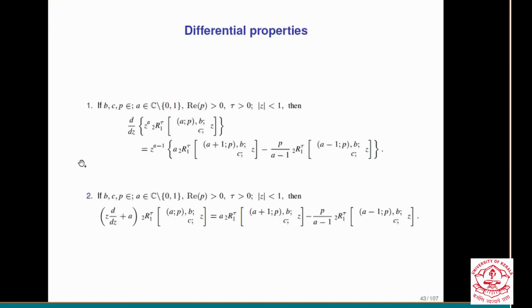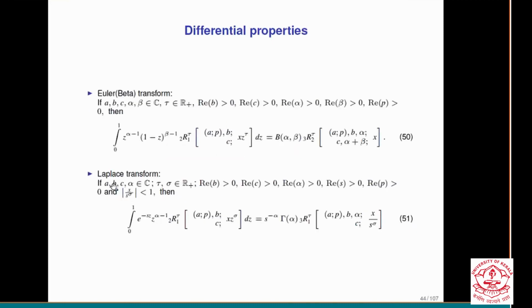Next, we also obtain some differential properties of this one, that is, number 1 and number 2, which are given like this. In this section, we define the beta transform. If we see this, just like the beta function, 0 to 1 is this and this. So we treat this as an integral transform. This is the kernel, and the kernel is just like the beta function, so it is called a beta transform.